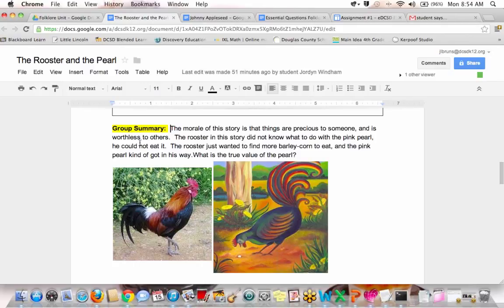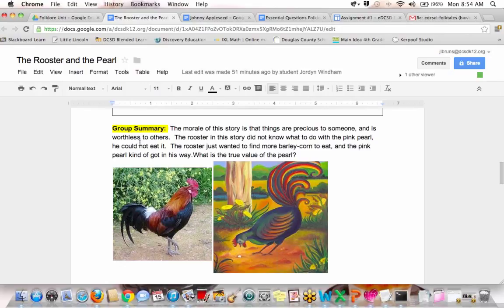Yep. The moral of this story is that things are precious to someone and worthless to others. The rooster in this story did not know what to do with the pink pearl. He could not eat it. The rooster just wanted to find more barley corn to eat, and the pink pearl kind of got in his way. What is the true value of the pearl?